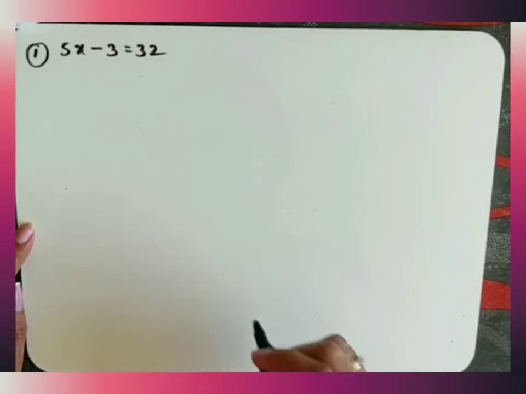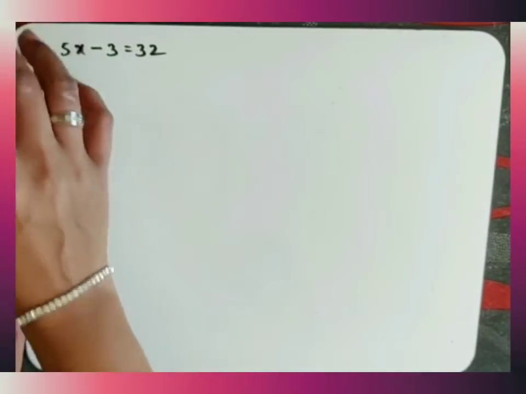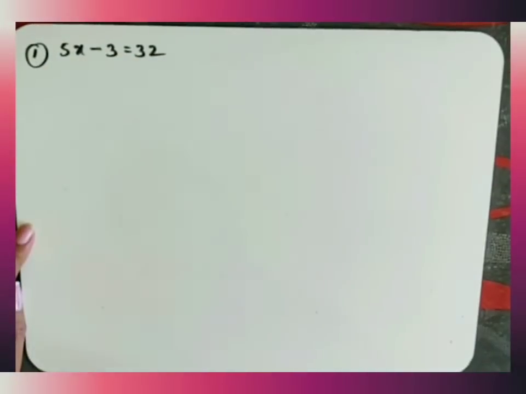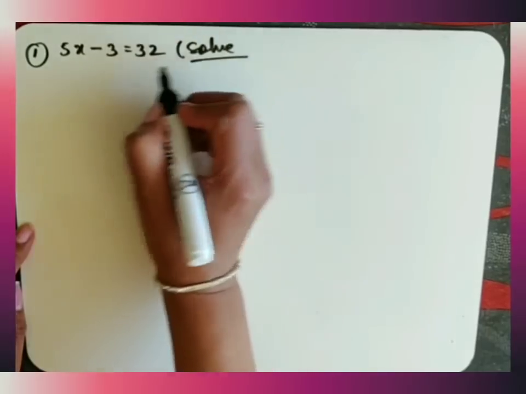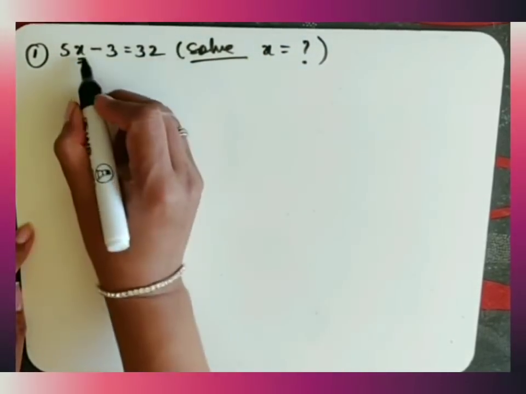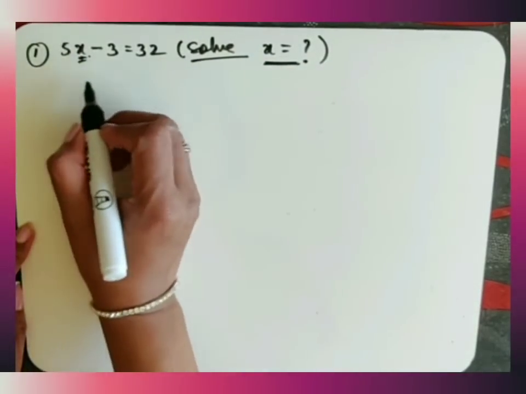So I'm taking this equation first, a very simple equation: 5x minus 3 equal to 32. The question says solve. Solve means find the value of the variable, and the variable here is x. So we need to find the value of x here. How to solve this one?